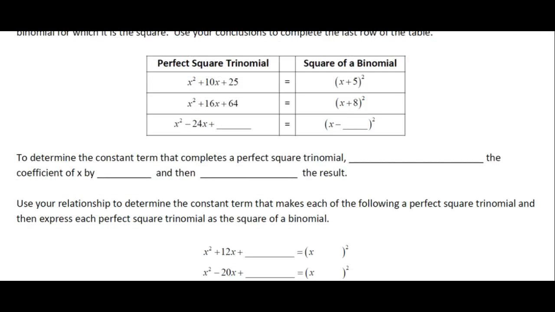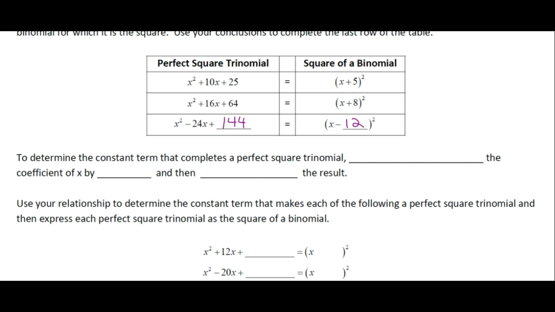Okay, so if I have, well, a moment to look at that. We have x squared plus 10x plus 25, that's x plus 5 quantity squared. X squared plus 16x plus 64 is x plus 8 quantity squared. X squared minus 24x plus 144, which is x minus 12 quantity squared. So, how'd you figure those out? Because negative 24 divided by 2 is negative 12.